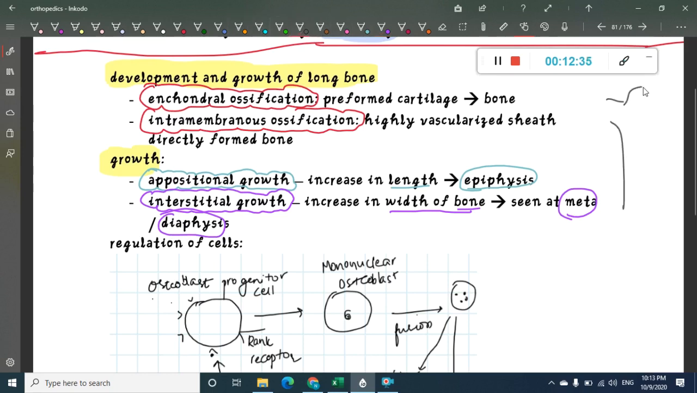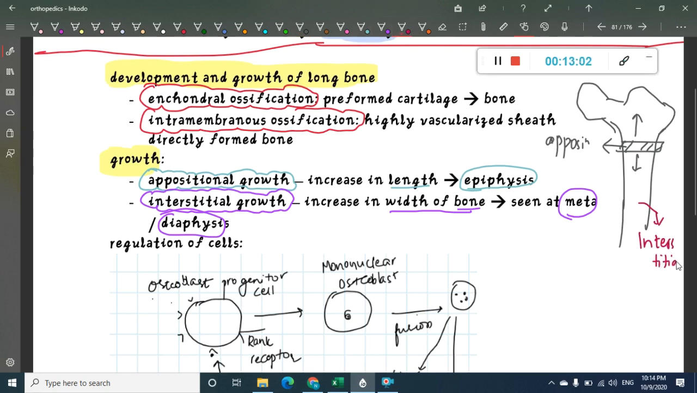So if this is the bone, at the epiphysis you have appositional growth, where you see an increase in the length of the bone, whereas here in the metaphysis and diaphysis you have interstitial growth, where you see an increase in the width of the bone. Okay, so these are the two different types of growth.